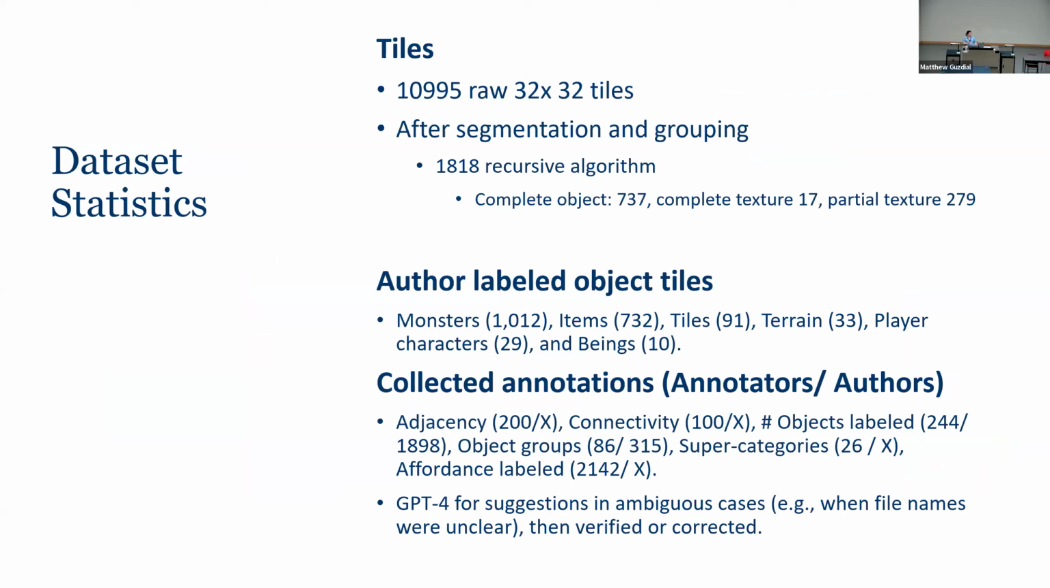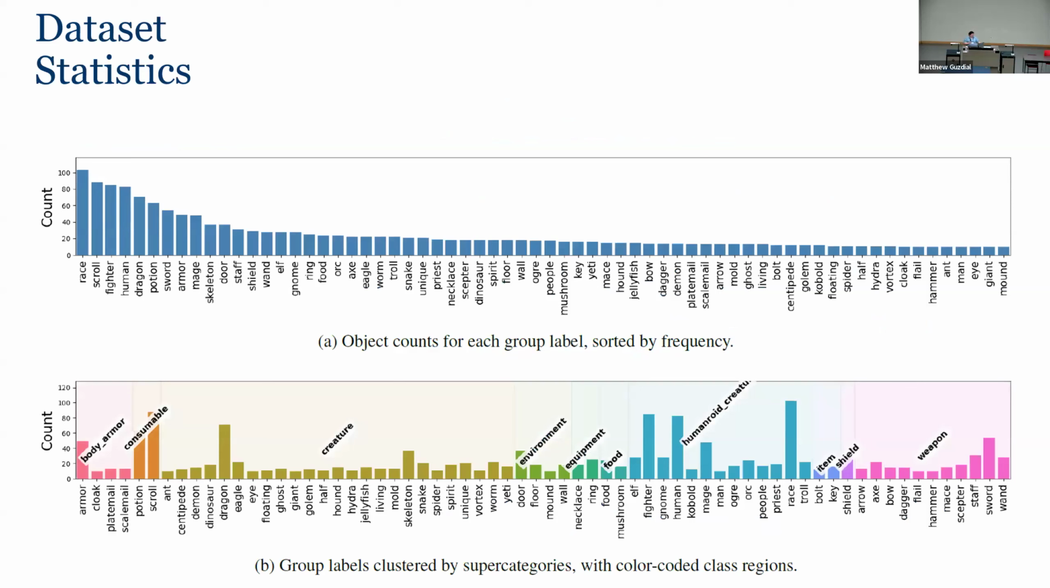So I put an overview of the dataset scale here. We started with around 11,000 raw tiles, and after segmentation and grouping, we identified about 1,800 unique objects. We also include objects labeled by the original author, around 2,000, I think. We include detailed author annotations across different object type categories, and we annotate the connectivity and affordance labels. The full statistics are actually in the paper, so I will skip this slide for brevity.